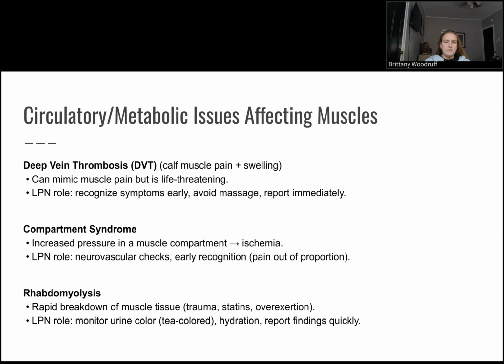You want to recognize signs early. Do not massage the leg, because if you massage the leg, you can loosen that blood clot and it can travel right up to your lungs.